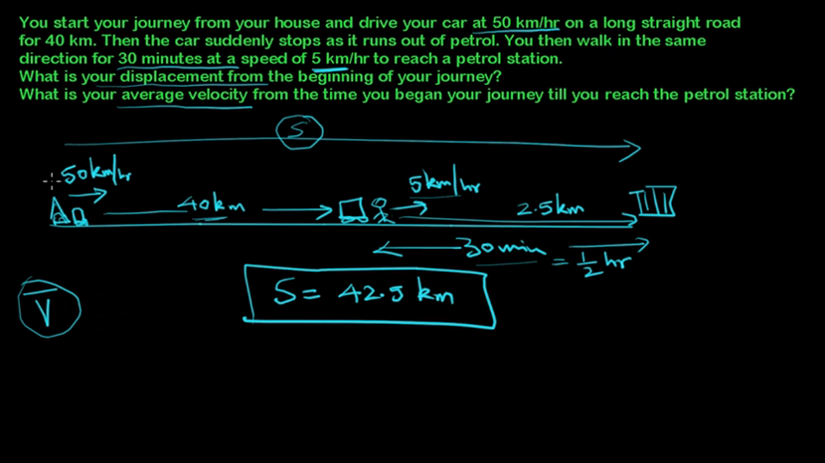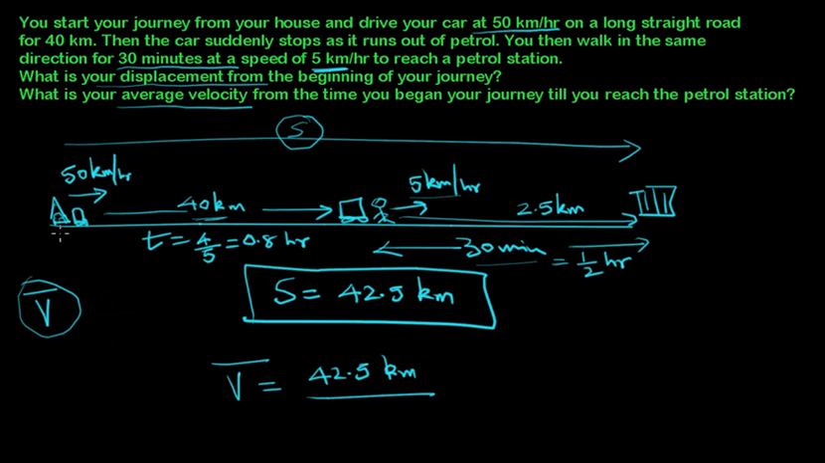And for the second part, which is average velocity from the beginning to the end, what we need is this displacement divided by this time. So average velocity is S, which is 42.5 kilometers by the total time. And we know this part of the time is half an hour. So we need to find this time. And I know this distance and I know the velocity. So this time here is 40 by 50 hours, which is 4 by 5 or 0.8 hours. So the total time from here to there is 0.8 plus 0.5 or 1.3 hours. And therefore my average velocity is 425 by 13 kilometers per hour.